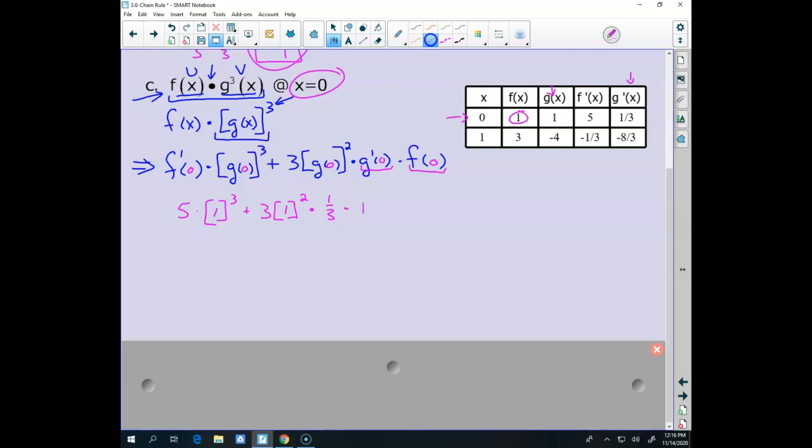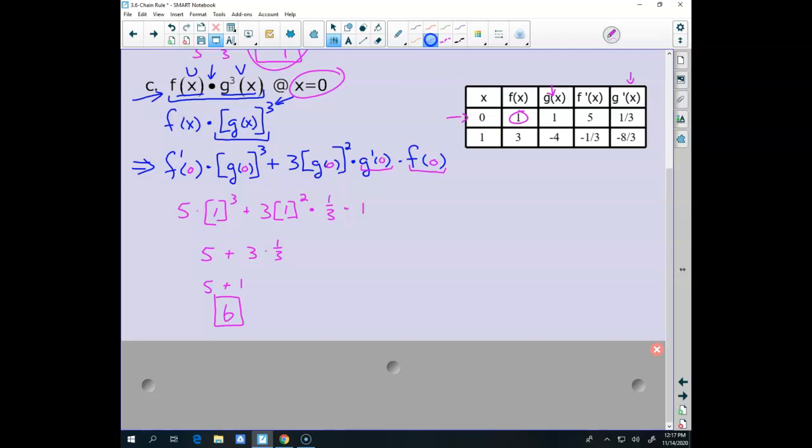And then I'm going to say, well, 1 cubed is 1, so 5 times 1, that's 5, plus 1 squared is 1, times 3, so that's 3 times 1/3 times 1. So this is really 5 plus, well, 3 times 1/3, that's 3/3, so that's 1. So this whole function evaluated at 0 is going to be 6.